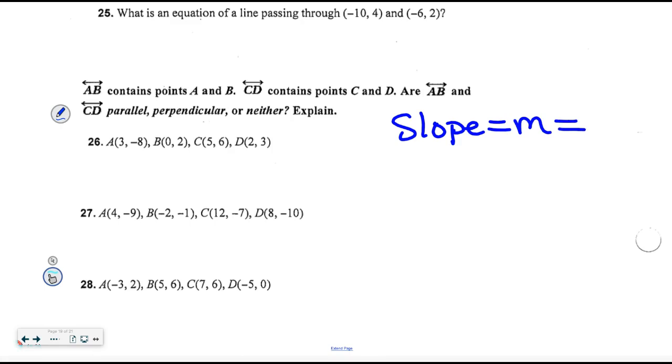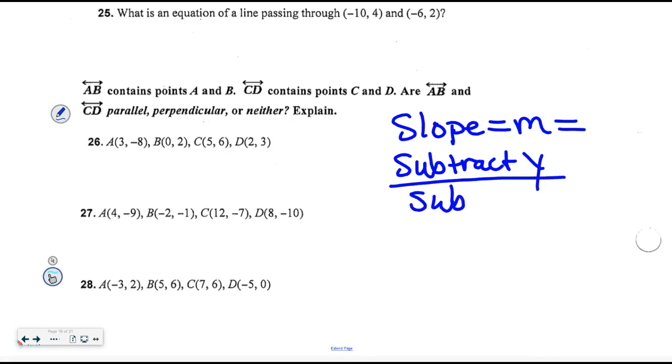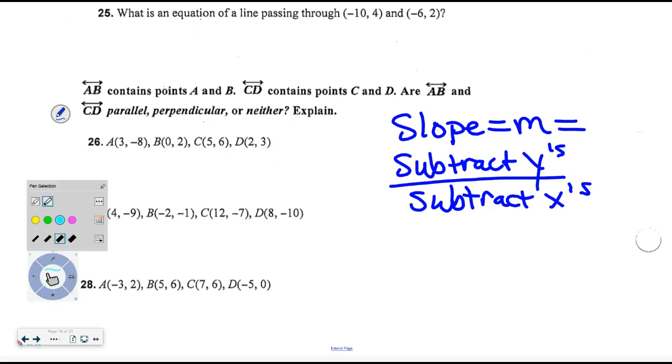I'm going to tell you how to get the slopes. Okay? You're going to subtract y's over subtract x's. And write that on your note card. Just make sure you subtract them in order. Are you ready? Let me know when you're ready.